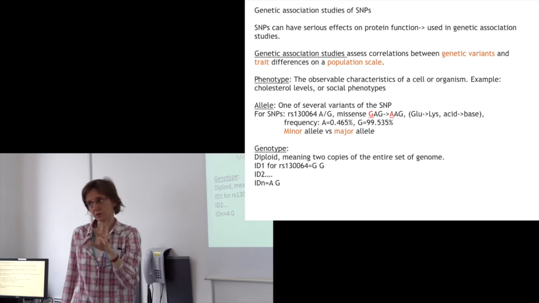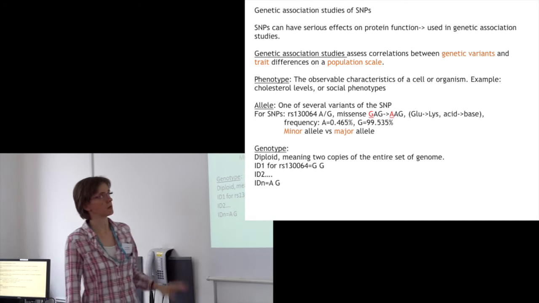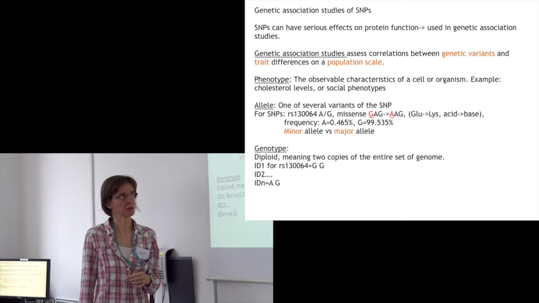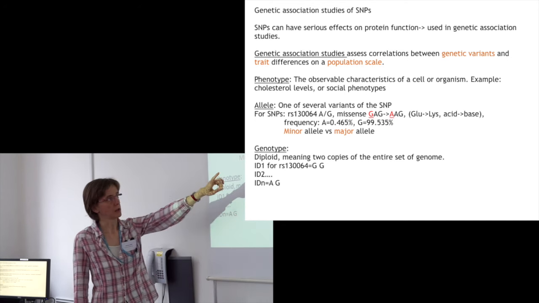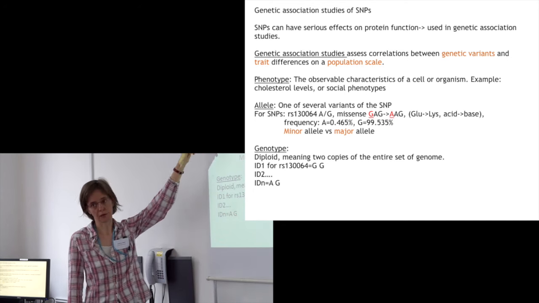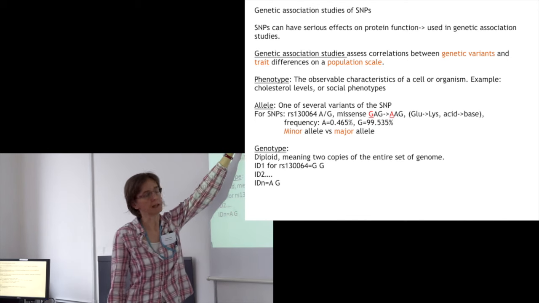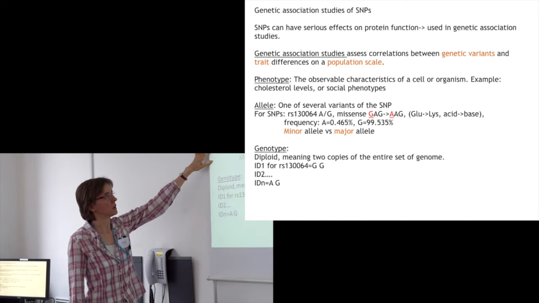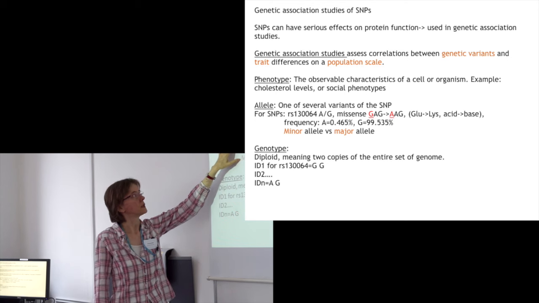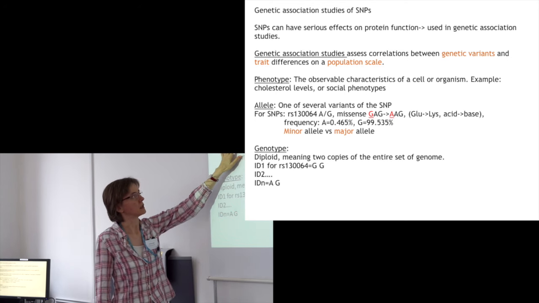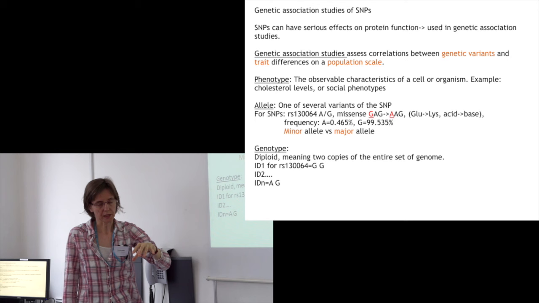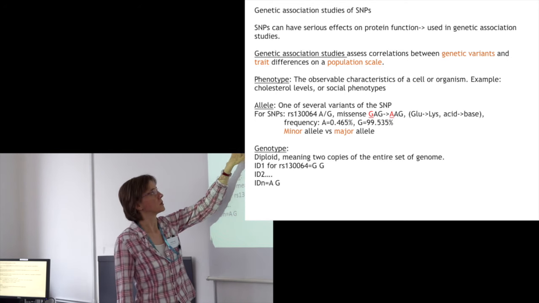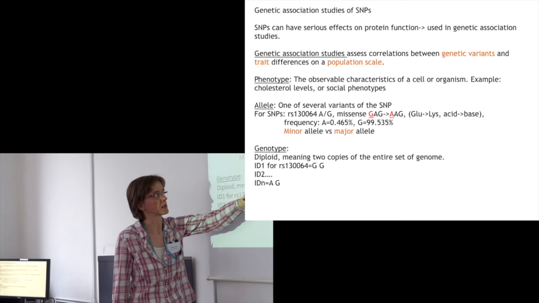Phenotype is, I'm sure you're all very familiar with it, any observable characteristic you are interested in. I used an example of cholesterol level measured from the blood, but it can be anything. We'll discuss this in a moment. Now, the other important definition is the allele. And in this context, I'm going to use it to denote one of the several variants of the SNP.